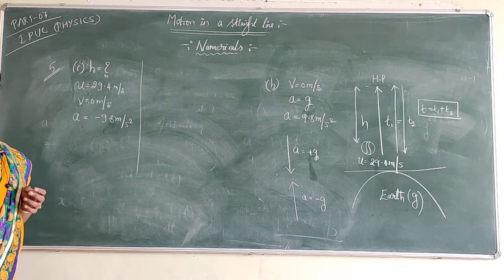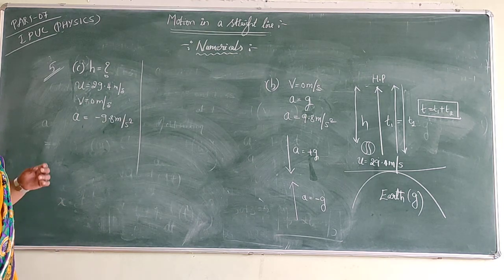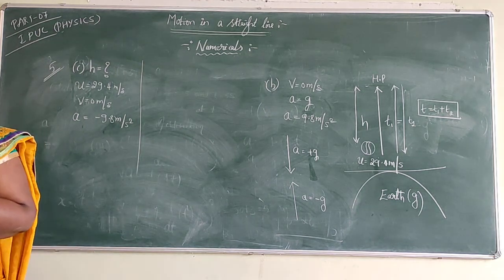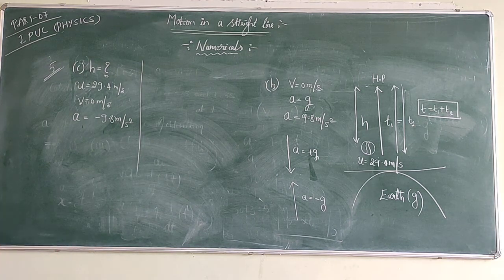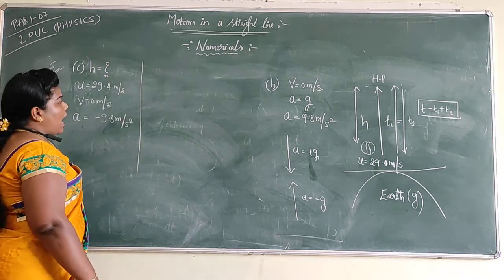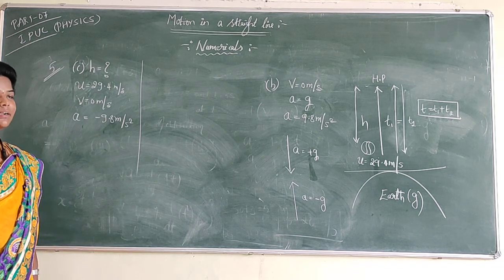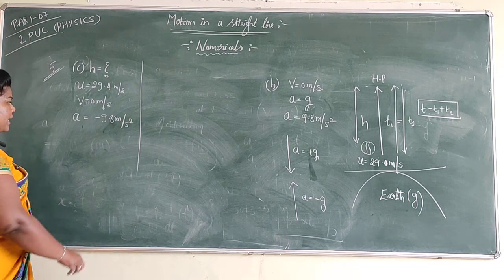h is equal to ut plus half gt square. I am using gt square because here it is for a free falling object. So, my dear students, otherwise we can even use v square minus u square is equal to 2as.